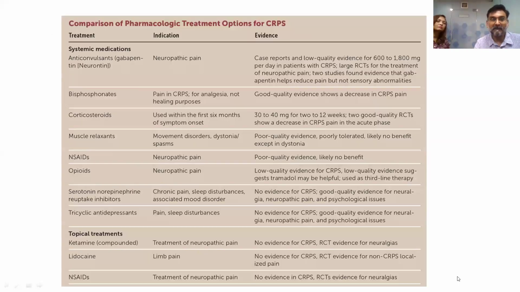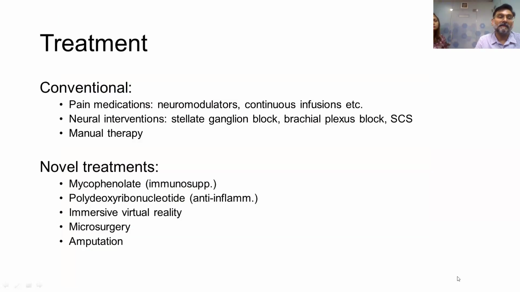For the treatment, conventionally, the treatment includes pharmacological agents like systemic medications, including anticonvulsants, bisphosphonates, steroids, muscle relaxants, NSAIDs, opioids, serotonin norepinephrine reuptake inhibitors, tricyclic antidepressants, and topical treatments like ketamine, lidocaine, and NSAIDs. But none of these have been proven to work for all patients.